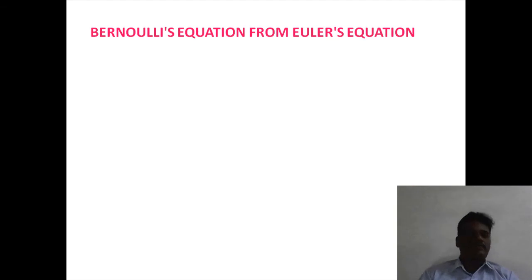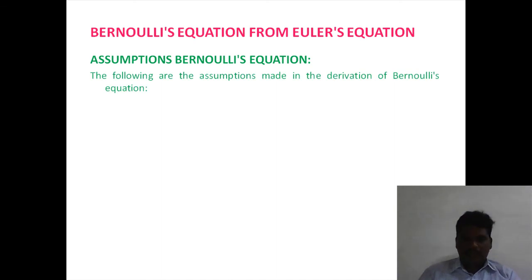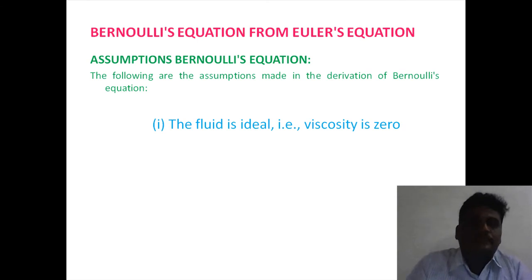Now how can you get the Bernoulli's equation? The next slide is about Bernoulli's equation from Euler's equation. By integration. The following assumptions are made in order to derive the Bernoulli's equation from Euler's equation. First, the fluid is ideal. Whenever the fluid is ideal, there are no losses, the viscosity is 0.